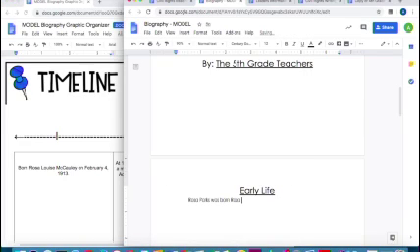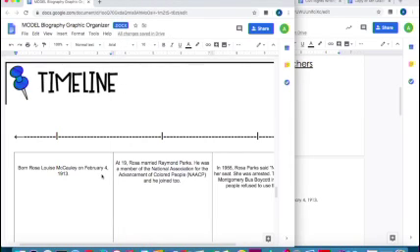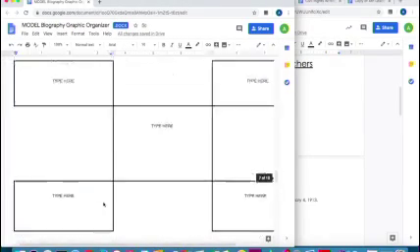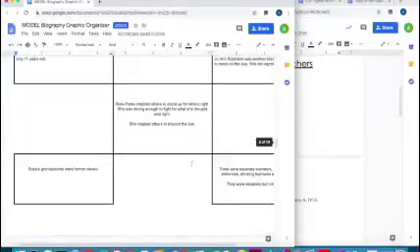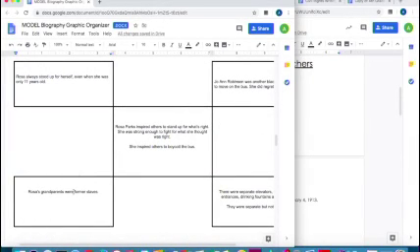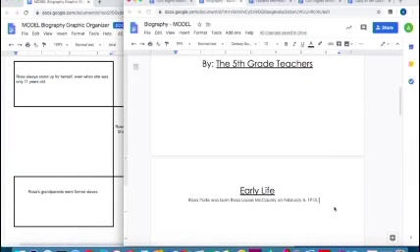Was born Rosa Louise Macaulay on February 4th, 1913. Now I'm going to write down some other information about the beginning of her life. Again, go back to your notes if you don't remember. I remember, based on my notes, that she lived with her grandparents and that her grandparents were former slaves. So I might write that in.